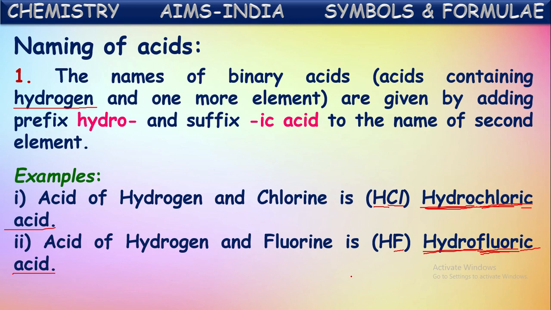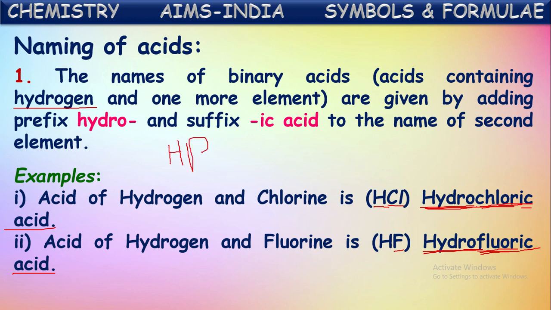Binary acids generally contain hydrogen and some other non-metal. So first it starts with the prefix hydro, and then the non-metallic element's name. At the end of the non-metallic element's name, "ic acid" is attached. Hydro, non-metallic element's name, ic acid. In that way they are named. Let us see one more.